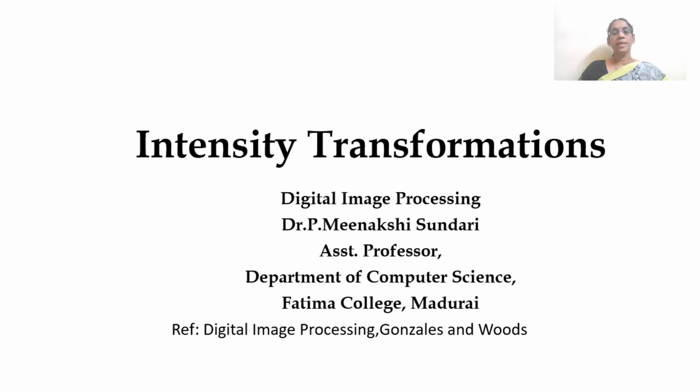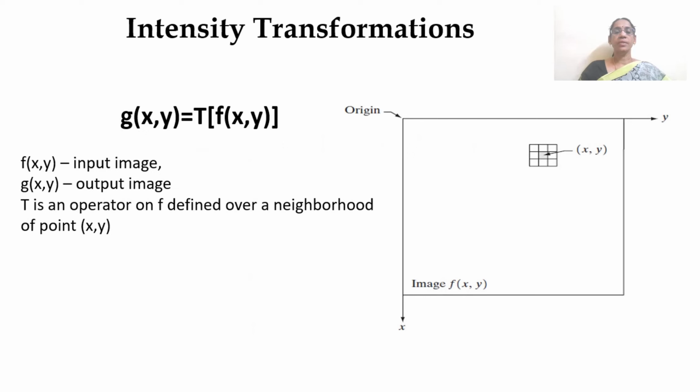Hi learners, in this video we are going to see about intensity transformations in image processing. So here this is the formula g of x comma y equal to T of f of x comma y, where f is the input image and g is the output image.